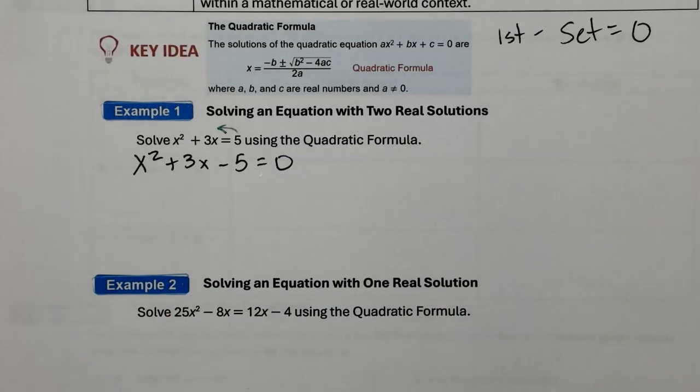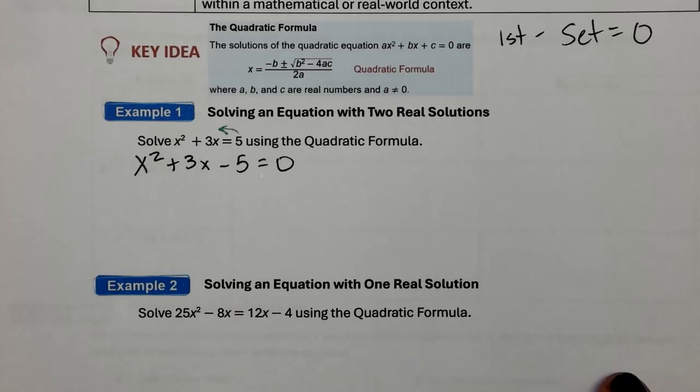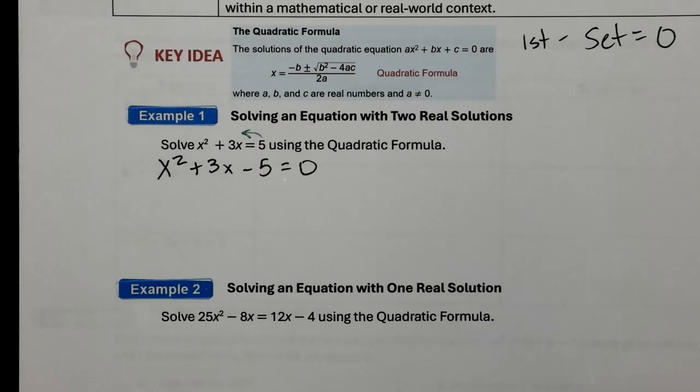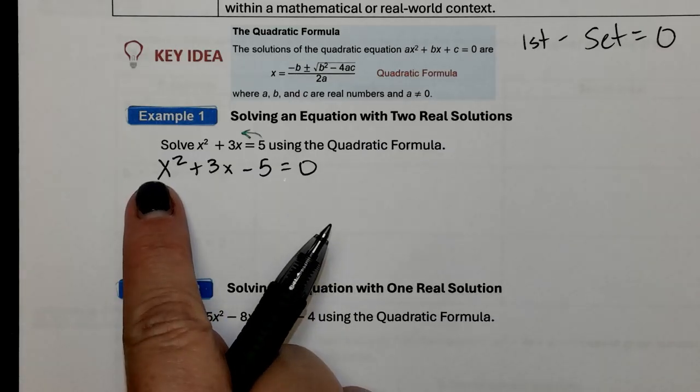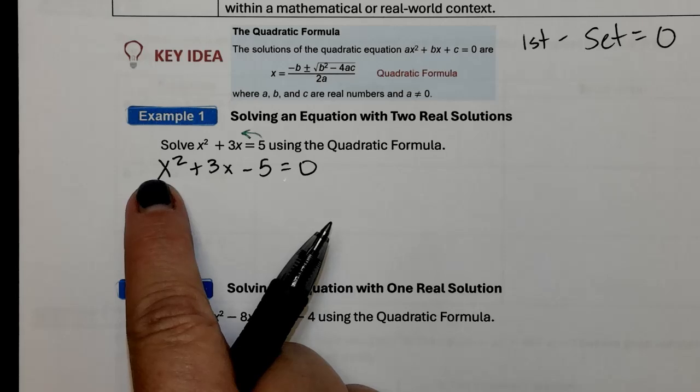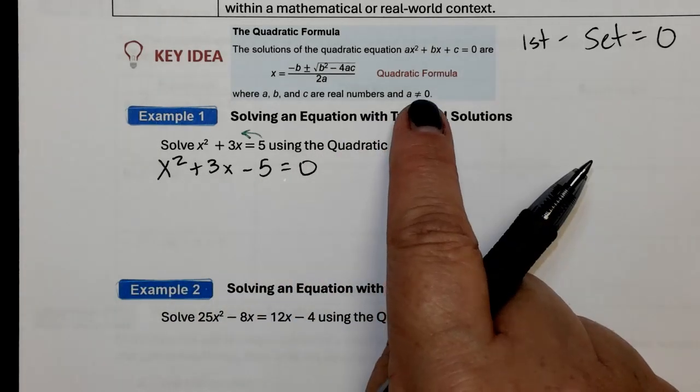So it may be helpful for you to name or list your a, b, c values. So I'm going to do that. It is not something you have to do, just maybe something that you would like to do. Remember, if there is no coefficient or no number in front of your variable, there is a 1. Because remember, a cannot be 0.